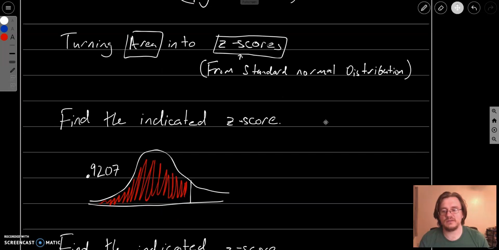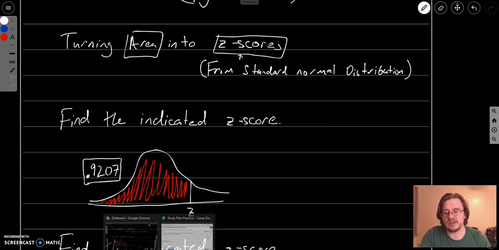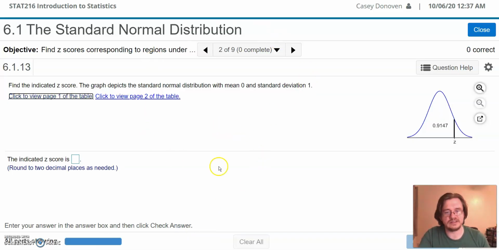So we've got our normal distribution and we have some value for z such that the area to the left of that value is 0.9207. The question is, what is z? From before, we had to use our calculator or our table, so we'll do the same thing again. An example problem might say, find the indicated z-score, and it tells us the area to the left of z is some number.